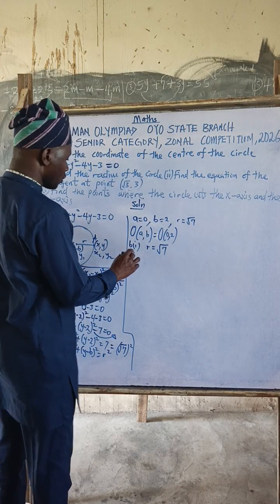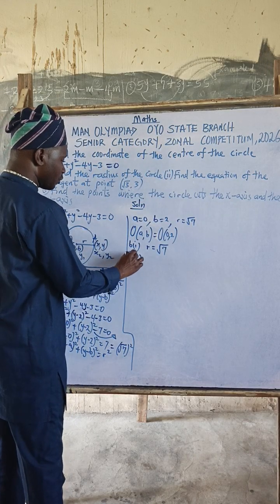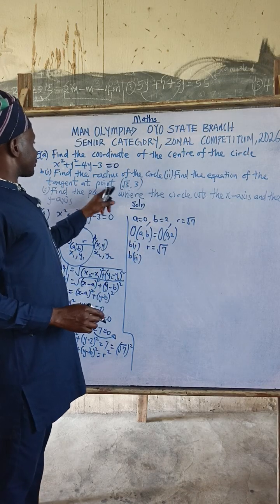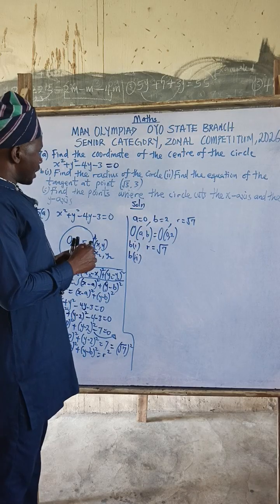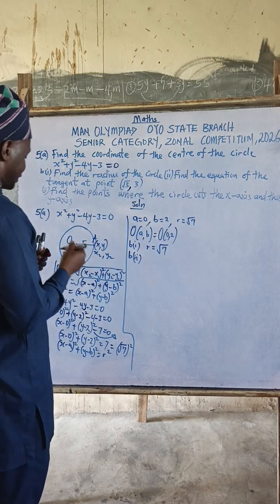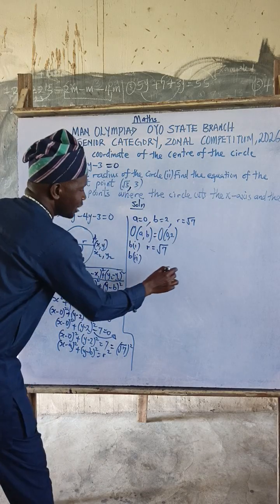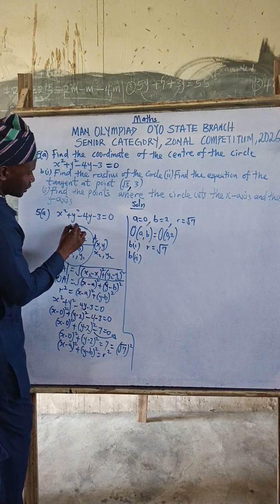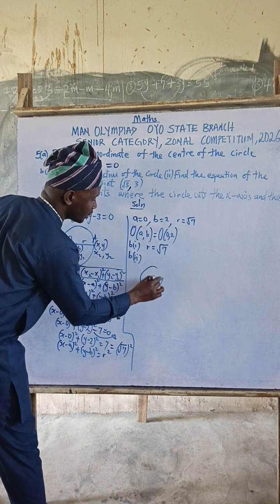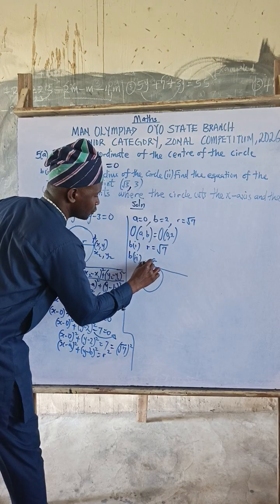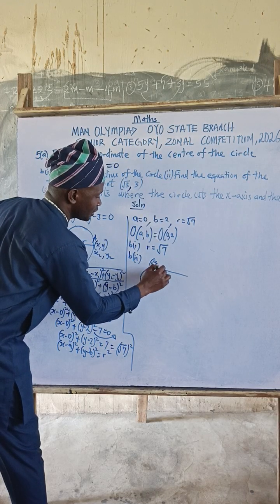Then now part b, Roman figure 2: we want to determine the equation of the tangent at the point root 3, 3. Let's say this is a circle. Let me draw a small circle here for clarity's sake. From this point, we have root 3. We want to obtain the equation of this tangent.